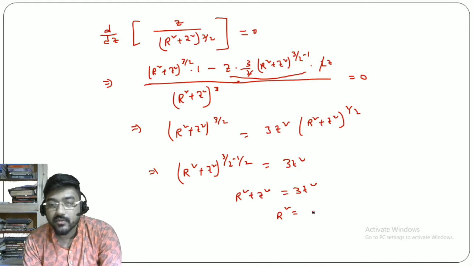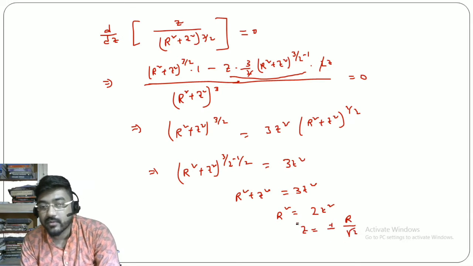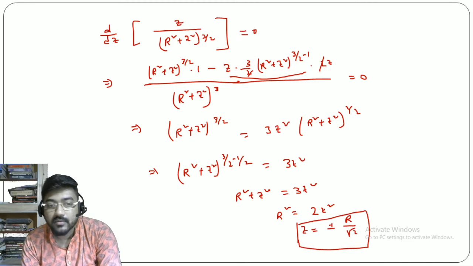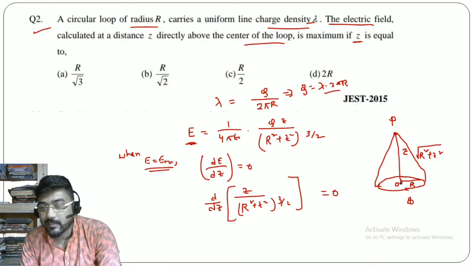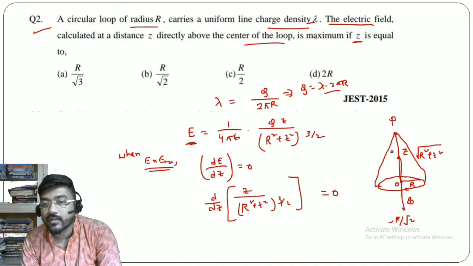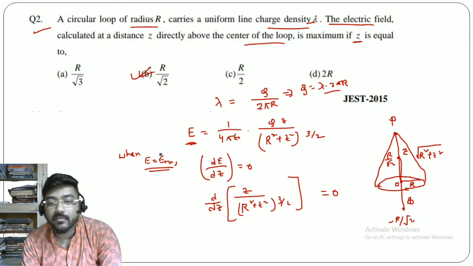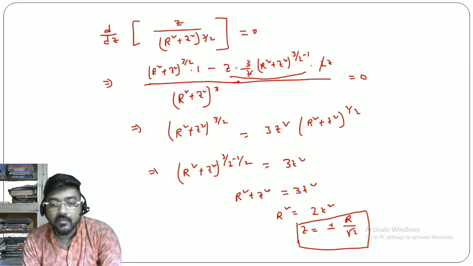So r square is equal to 2z square. So z will be plus minus r by root 2, and that will be the maximum point. Plus minus r by root 2. That will be the maximum point. Why? Because I have said earlier that you will get plus r by root 2 along this direction, and you will get minus r by root 2 along this direction. But the magnitude will be r by root 2. So this will be the correct answer. D will be the correct answer. Okay. So now let's move to the next question.